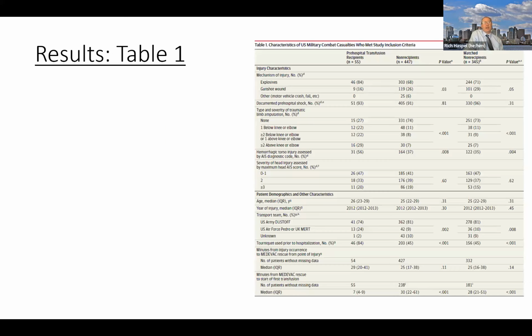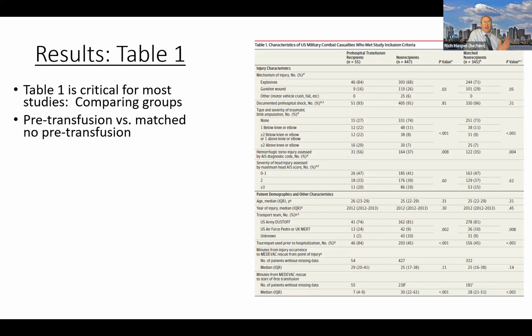And that's sort of what, so this is table one, okay? Even if it's a randomized trial, it's critical to look at table one because there could be imbalances between the groups, okay? So what you see here is they have the pre-hospital transfusion recipients, 55, and on the right is the people they matched them to, okay? Any red flags you see here?